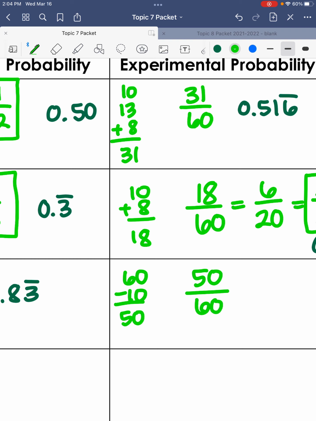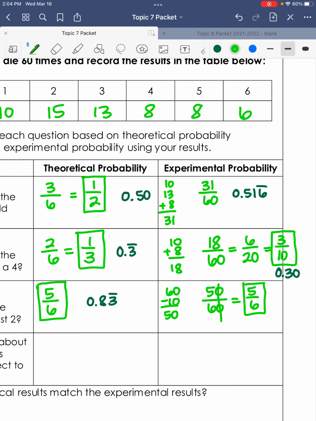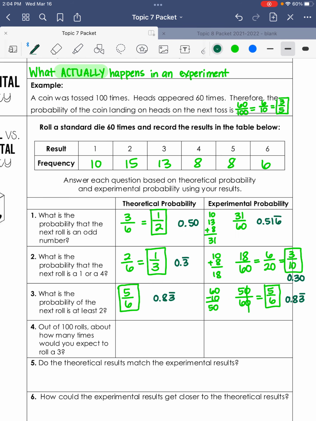Well, does that reduce? It sure does. I can take off those zeros. So I actually do get 5 over 6. So in this case, my fraction is exactly the same. So that means my decimal is exactly the same, 0.8 with a 3 repeating. So in this case, my theoretical and my experimental probability match. So that's not always the case, but sometimes that does happen. Sometimes it does match.